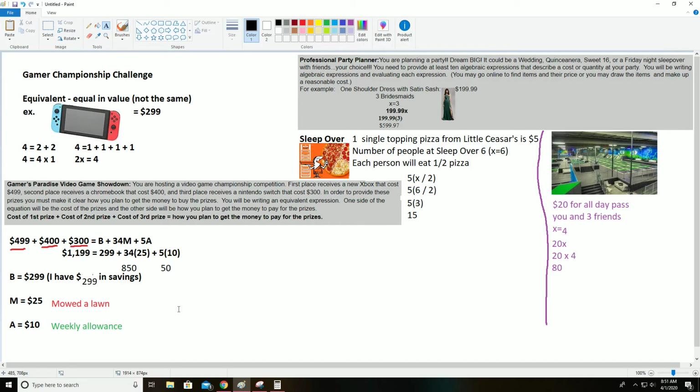The whole purpose of this activity is to try to get you to create some equivalent expressions and also create some scenarios on your own. So you have a lot of freedom with this assignment. Just make sure you choose one option. Please don't do both, unless you're just bored and you want to take a lot of extra time.